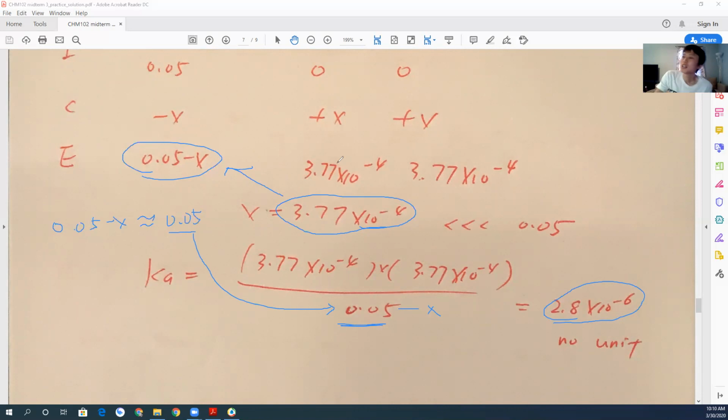Generally, when you have a weak acid and a weak base, or an ionic compound with low solubility, by looking at this Ksp value or Kb value, this assumption is almost always valid. But if you have a fairly large K value, like 10 to the negative 2 or 3, you have to be careful with this assumption.